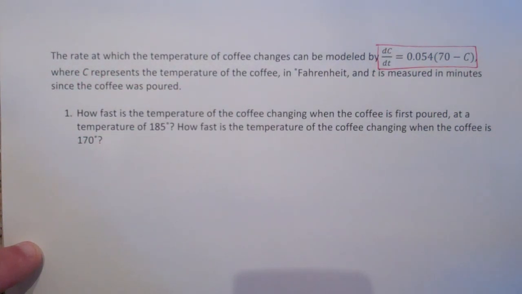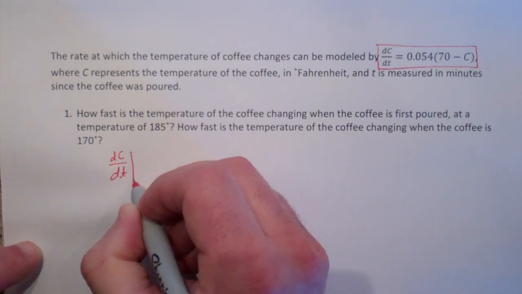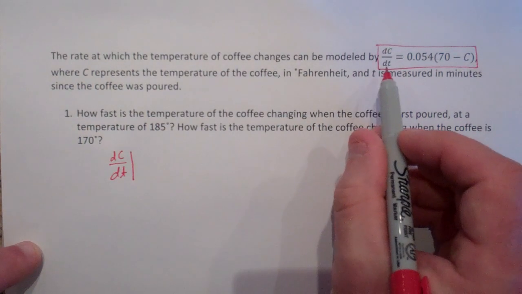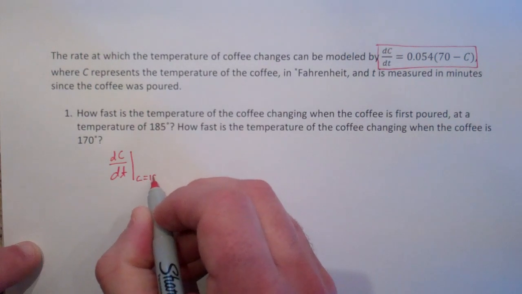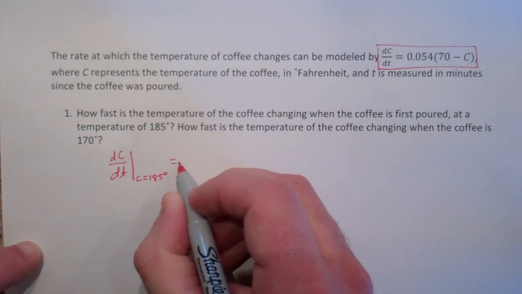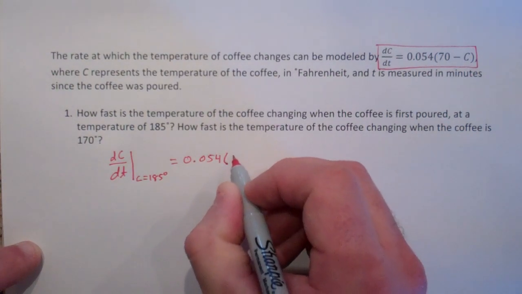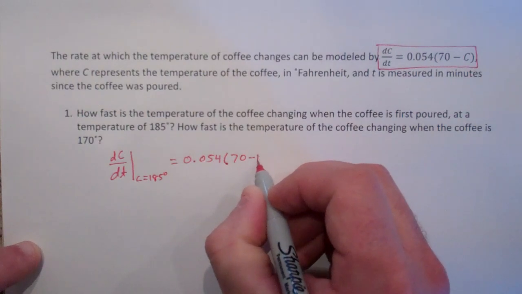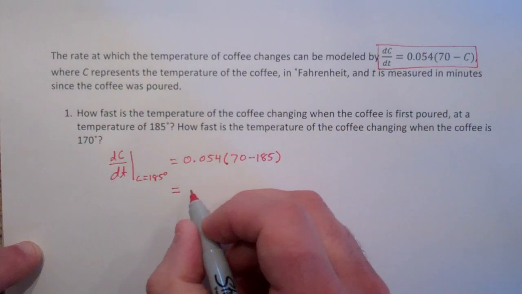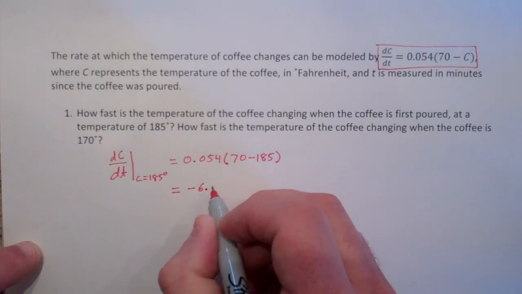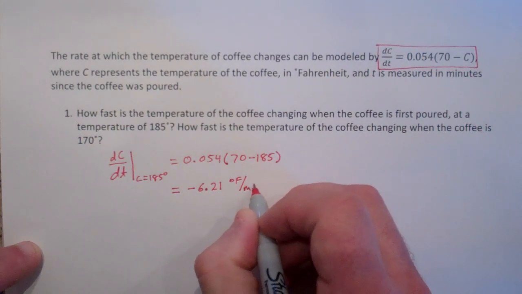of the coffee changes. So to answer the first question, we're just going to go ahead and evaluate the differential equation for C is equal to 185 degrees. So that'll look like this: 0.054, and then in parentheses 70 minus 185. If you type that in your calculator, that turns out to be negative 6.21. The units are degrees Fahrenheit per minute.